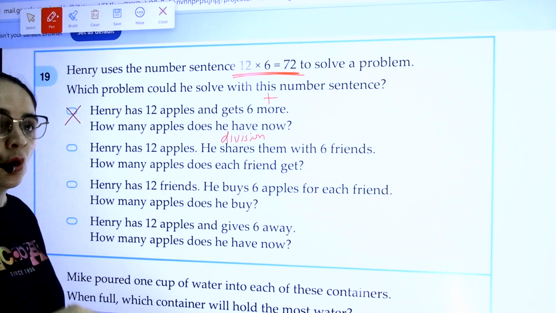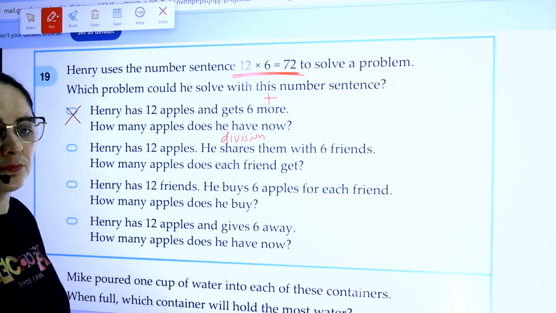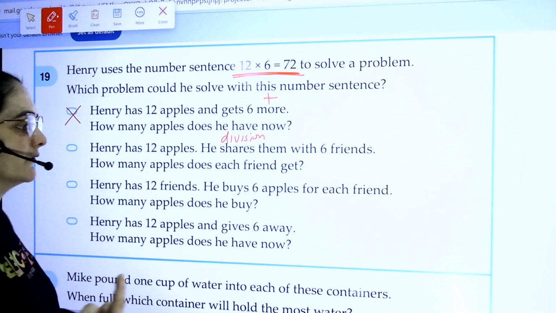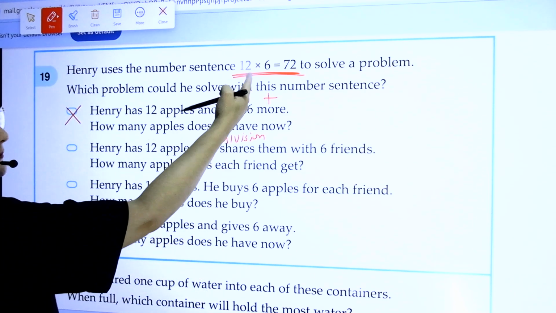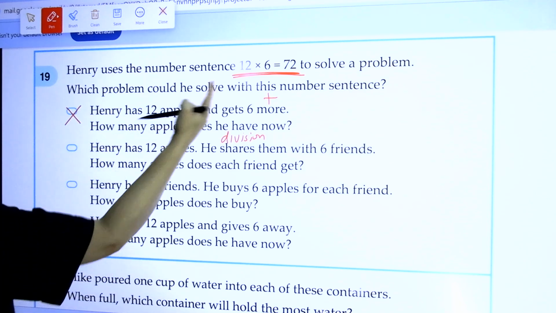If you open and look again at your division problem, or you see one of my videos, you will see that division is repeated subtraction. This is repeated addition. So this can't be.